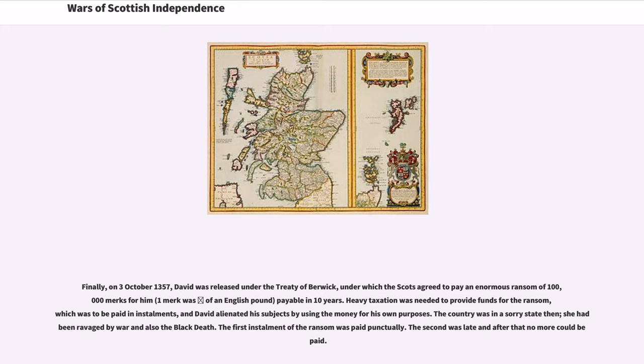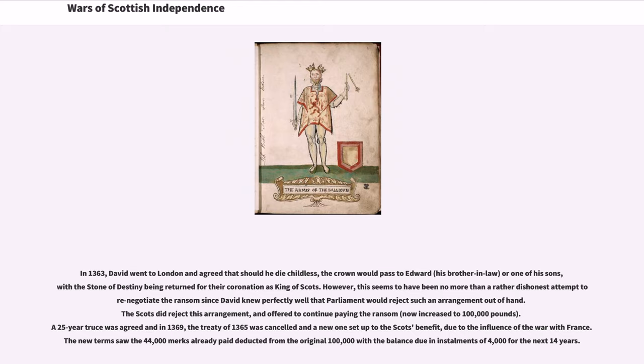Heavy taxation was needed to provide funds for the ransom, which was to be paid in installments, and David alienated his subjects by using the money for his own purposes. The country was in a sorry state then; she had been ravaged by war and also the Black Death. The first installment of the ransom was paid punctually. The second was late and after that no more could be paid. In 1363, David went to London and agreed that should he die childless, the crown would pass to Edward or one of his sons, with the Stone of Destiny being returned for their coronation as King of Scots.